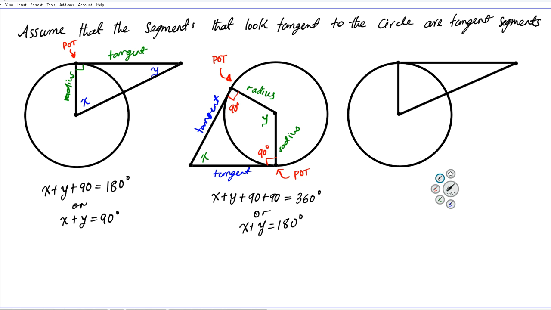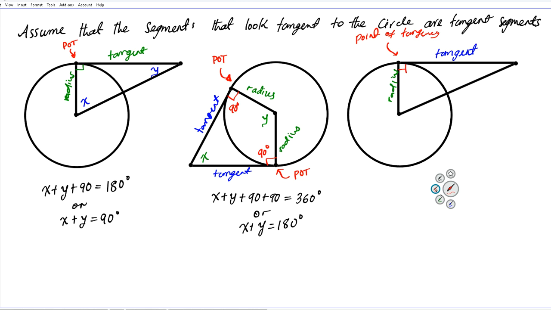All right, so let's take a look at the last case. So let's say this is a tangent segment right here. That's a tangent segment. And this line right here is your radius. And this is your point of tangency. All right, so what is the angle there? This angle right here is 90 degrees, okay?